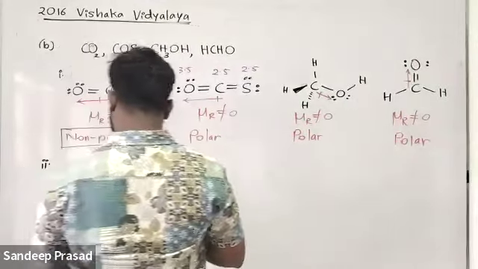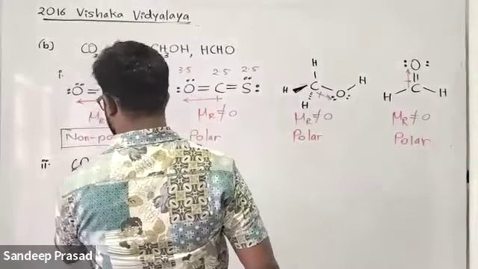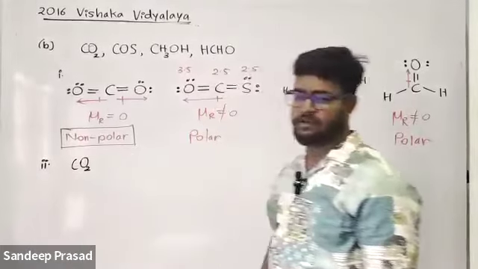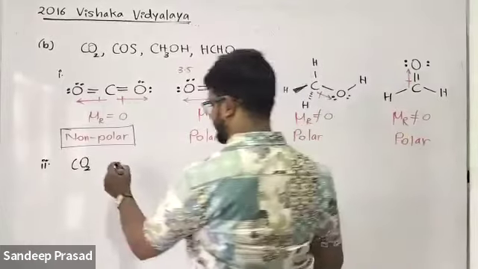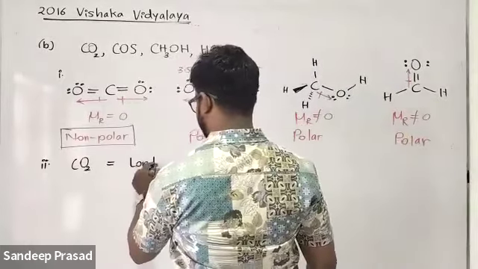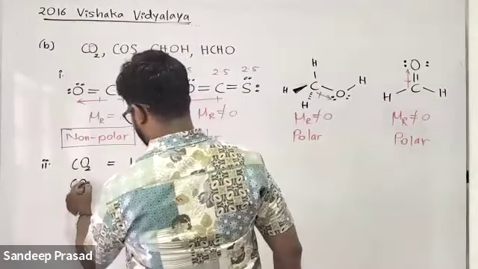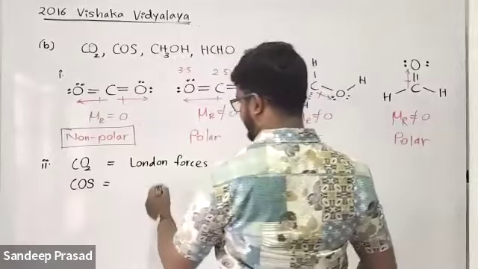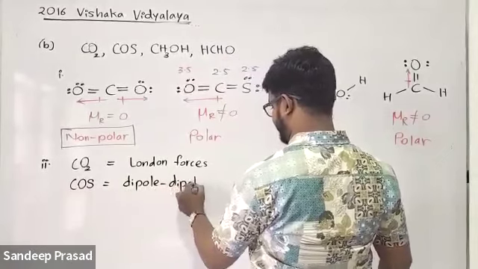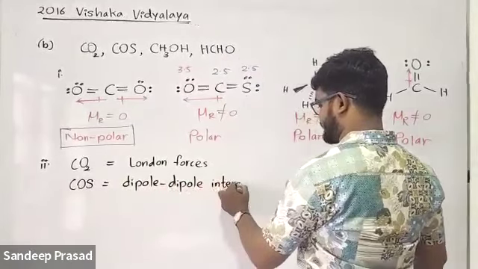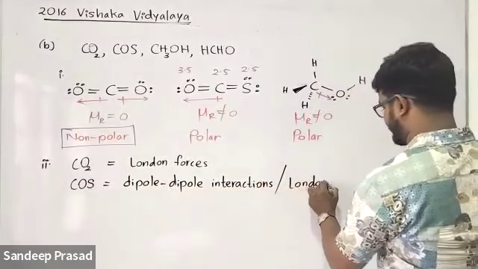In Roman number 2, they're asking, mention the types of intermolecular interactions present in the following compounds. Carbon dioxide. Students, we know that carbon dioxide is a non-polar molecule. So therefore, dipole-dipole interactions are not possible. So the only interaction type is London dispersion forces. Next one, carbonyl sulfide. In carbonyl sulfide, definitely the molecule is polar. Dipole-dipole interactions are created. In addition to that, we can mention London forces also.